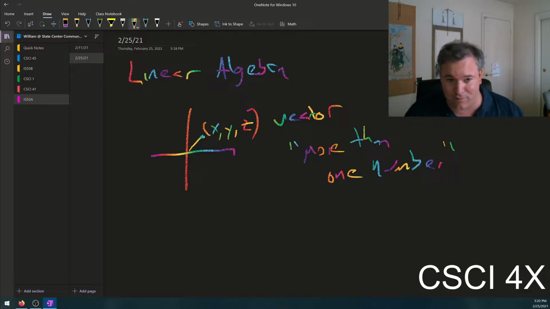And in physics, they'll draw them as like an arrow, that kind of thing. It's the same thing. It's just, what does it mean? Velocity doesn't mean position. It's just a matter of interpretation. All it is is 3 numbers together. That's all it is. And so there's some rules.